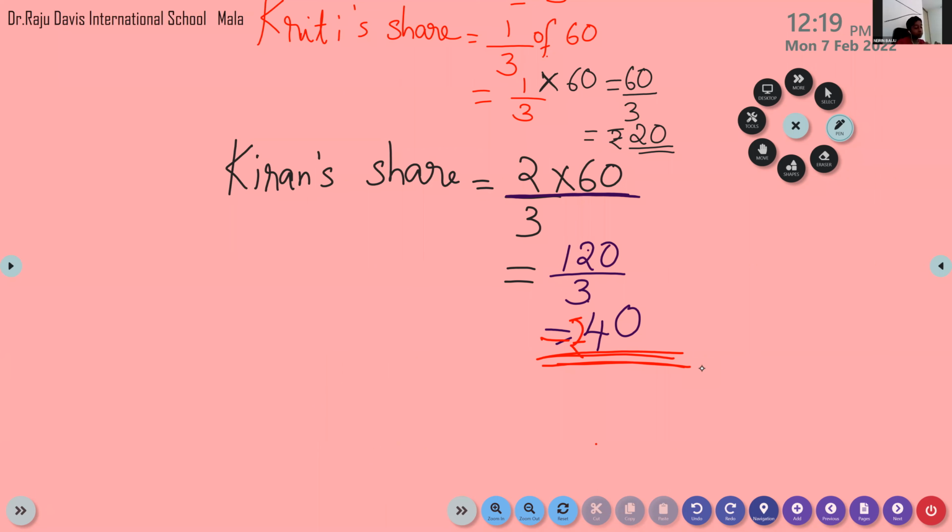Yes, ma'am. So here the ratio means, children, 1:2. What does that mean? If Kriti is getting 1 rupee, Kiran will get double, 2. So here Kriti is getting 20 rupees, so 20 into 2. What is that? 40. Ma'am, 40.